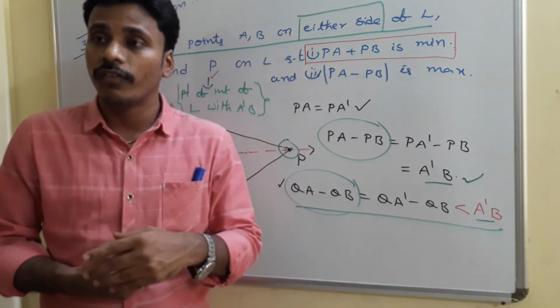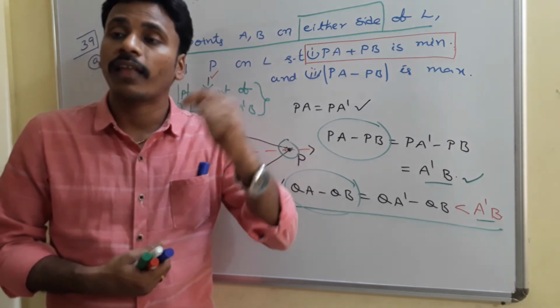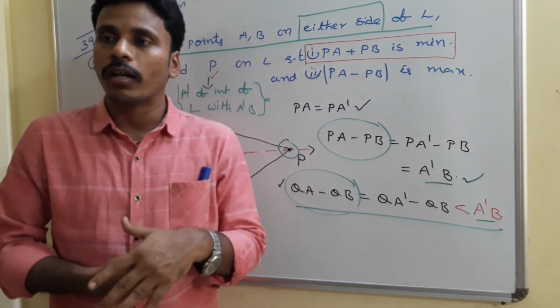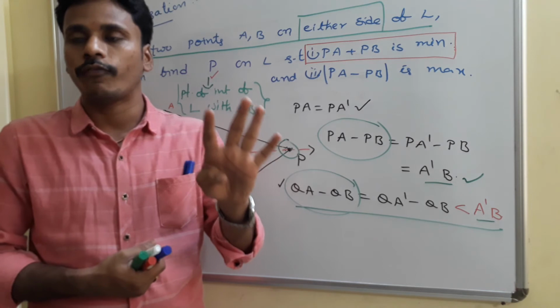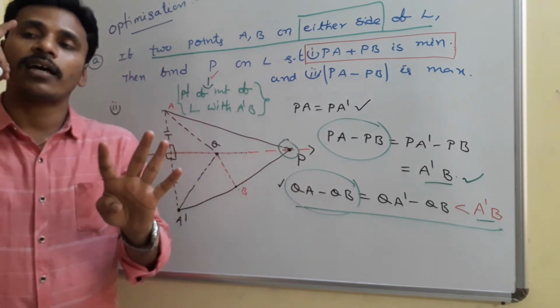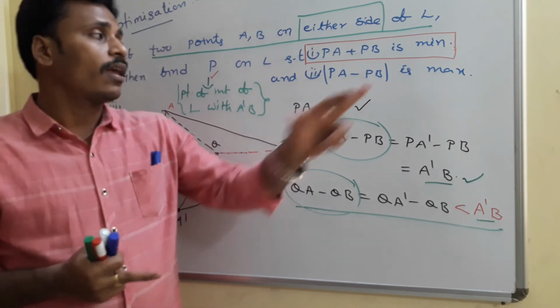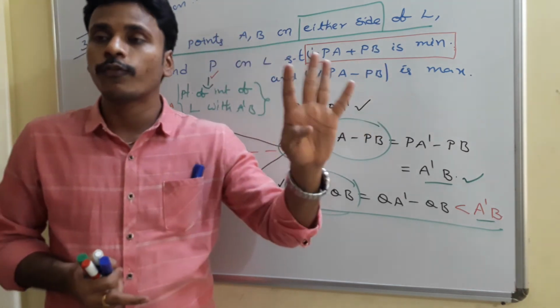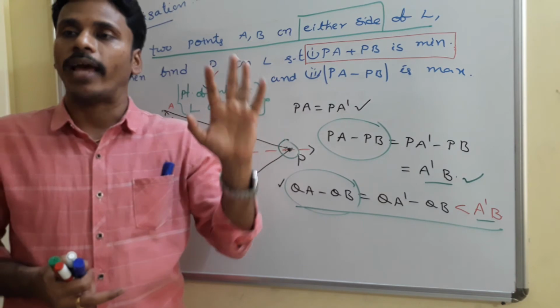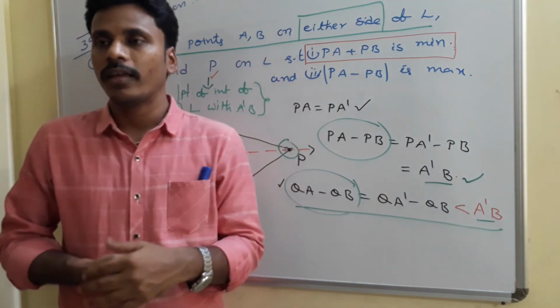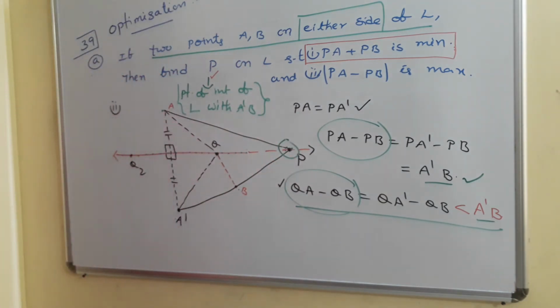A similar type of discussion we need to continue if the points are on the same side of the line. So at the end, there are totally 4 different possibilities. If points are on either side of the line, 2 problems. If points are on the same side of the line, again 2 problems. These 4 ideas you need to keep in your hands to answer many questions. Just have a look and I will give you the second idea.